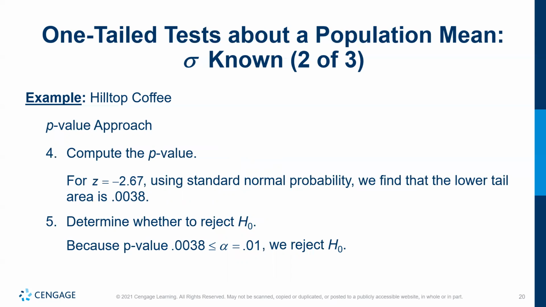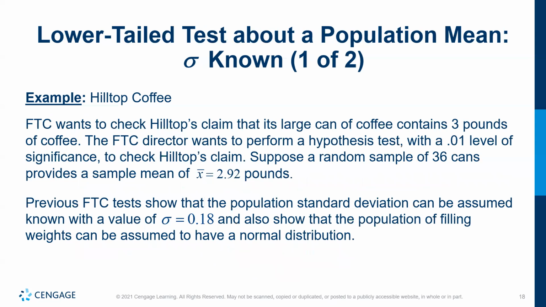In other words, what we're saying is, given all of this data, given a mean of 2.92 and a population standard deviation of 0.18, do we think that this mean of 2.92 truly and really represents the fact that it's less than 3 pounds, or is it just within natural variation?